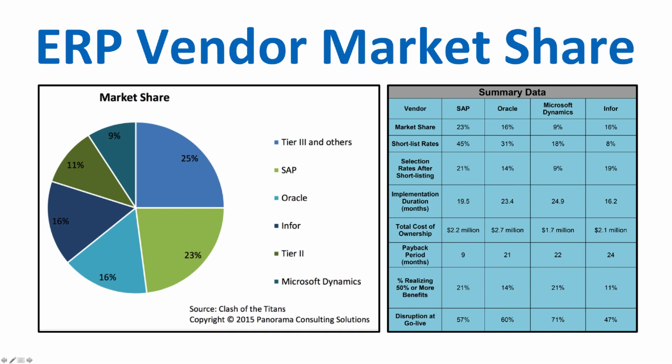Was there disruption at go live? In other words, when you are ready to go live, how much disruption was there? And you can see that the most disruption was with Microsoft Dynamics. The least disruption was Infor, but then Infor maybe less powerful. So there's a balance there to think about.